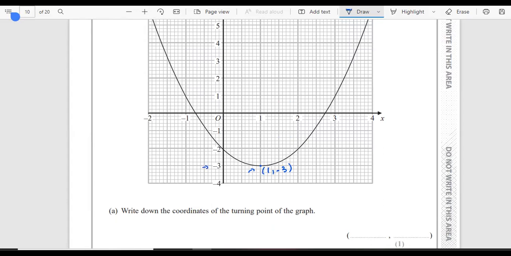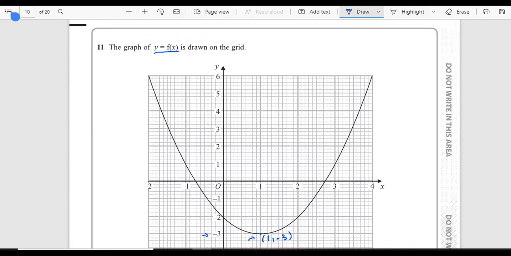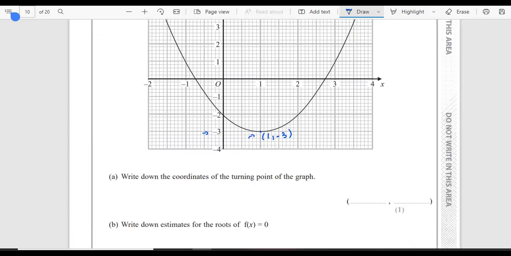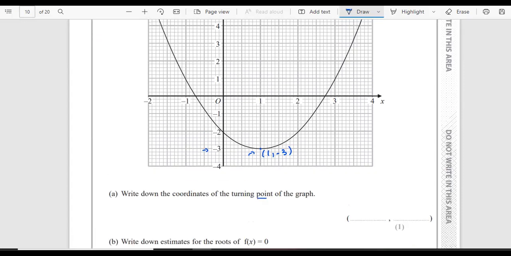For the value of the minimum and maximum points, we look at the value of y, or the value of f of x, right? Since y equals f of x, it is correct for both. A point has two coordinates. Always remember, that is 1 and -3.